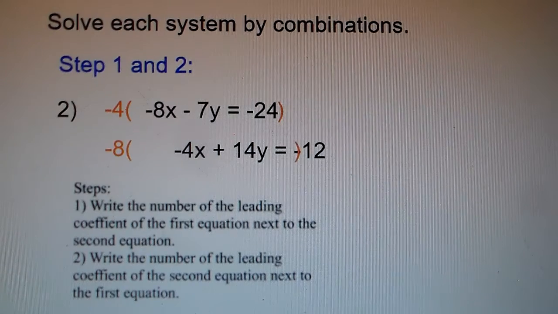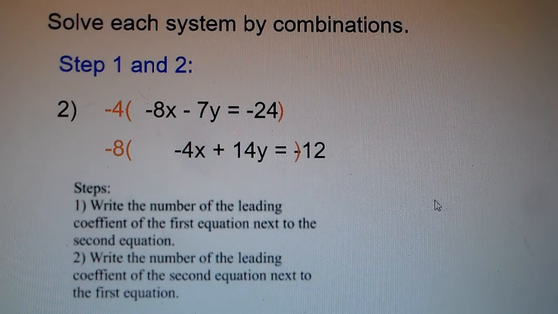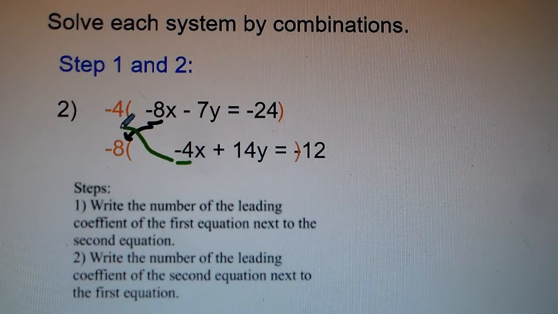Alright, so this first one here. We have a system of equations. We have negative 8x minus 7y is equal to negative 24. And then we have negative 4x plus 14y equals negative 12. Step 1 is to take that negative 8 and write it outside, putting parentheses around the entire equation. And then step 2, you're going to take that negative 4 and put it on the outside of the top equation. So that's steps 1 and 2.